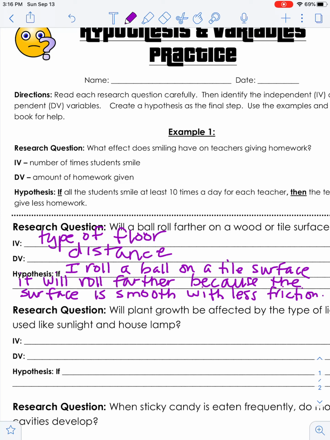Remember, I'm writing a hypothesis here. This is what I think is going to happen. Then I would need to design an experiment and carry out an experiment to see if my hypothesis was indeed correct. Okay, let's take a look at this next one.